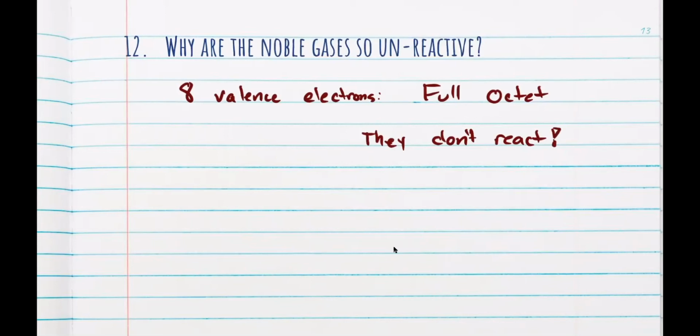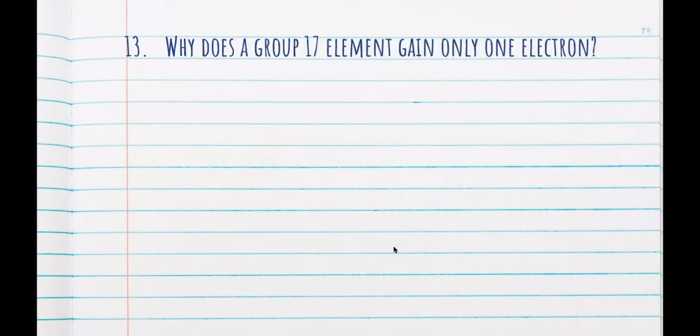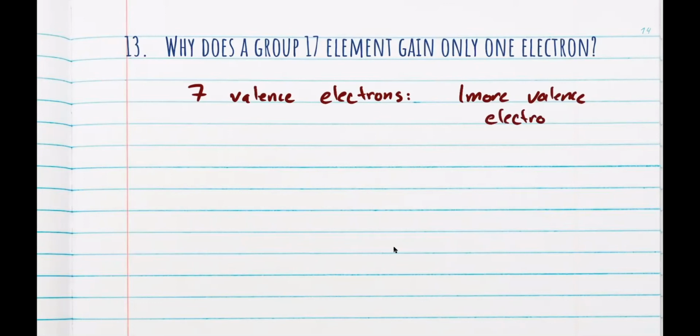The last one that we're going to use the octet rule for now is for number 13. It asks, why do group 17 elements only gain 1 electron? So for group 17, all of them have 7 valence electrons. So they only need one more valence electron to fill their octet.